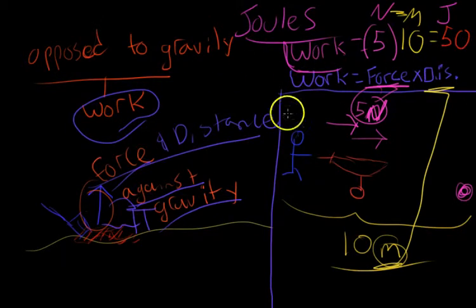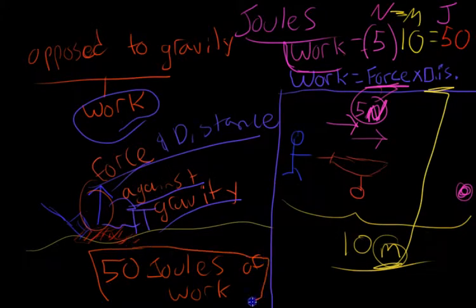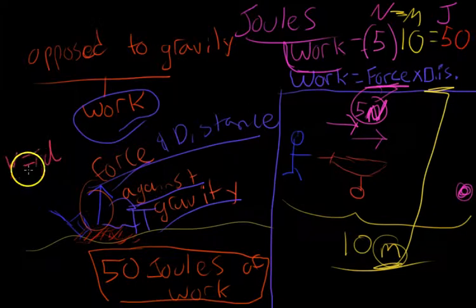So how much work did we do with this wheelbarrow problem? We had 50 joules of work. And that's basically work. We can shorten the equation into W equals F times d, capital F, lowercase d, and that is work. Work is equal to force times distance.